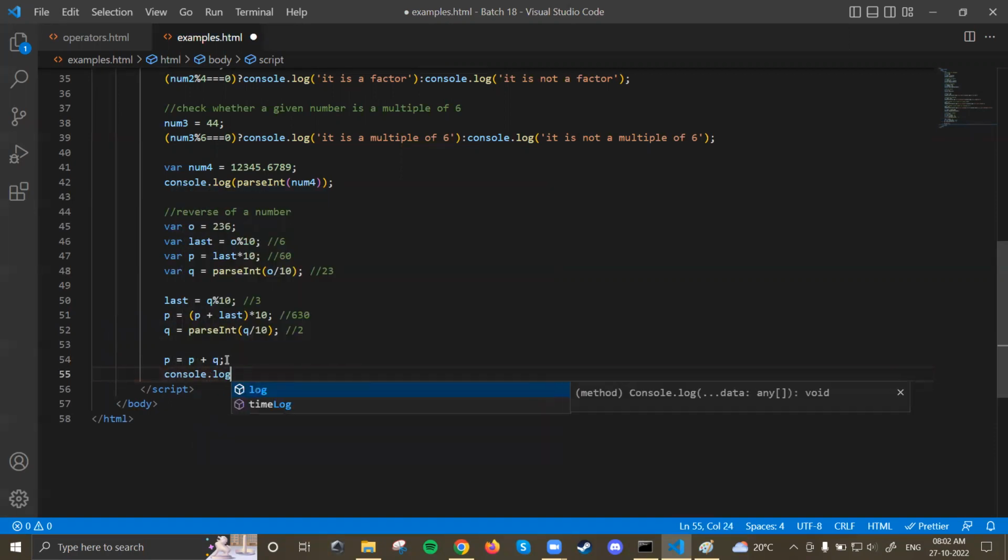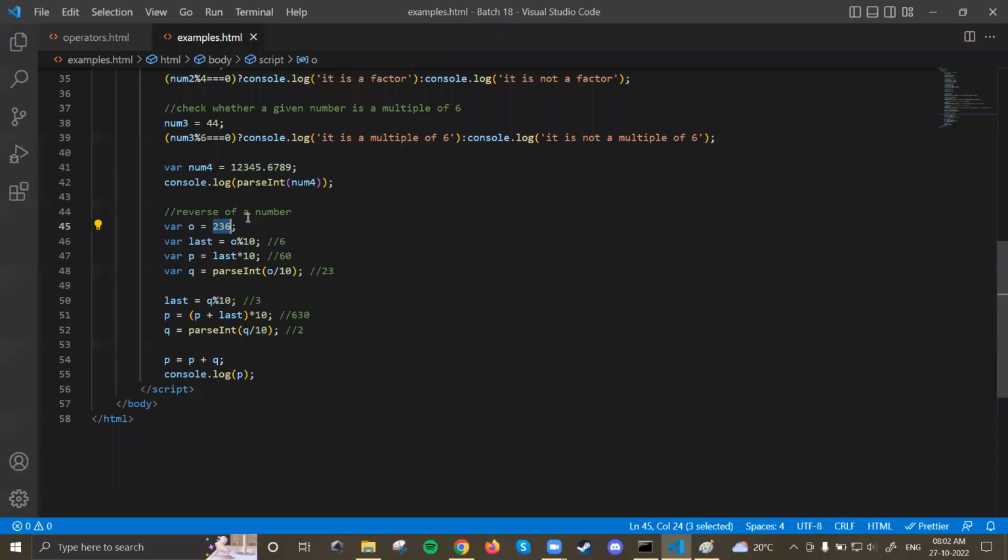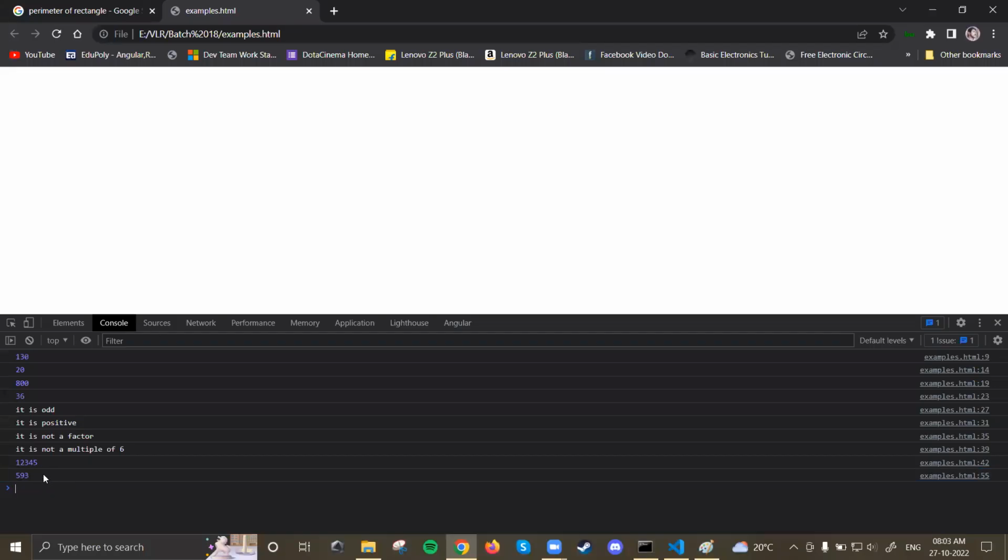So console.log of P. The original number was 236. Now it should give us 632. Let's check this. We got here 632. Now whatever number you want to put here, you can put. Let's say 395. So the output should be 593, isn't it? So save this, go to the browser. We got here 593. Can you see?